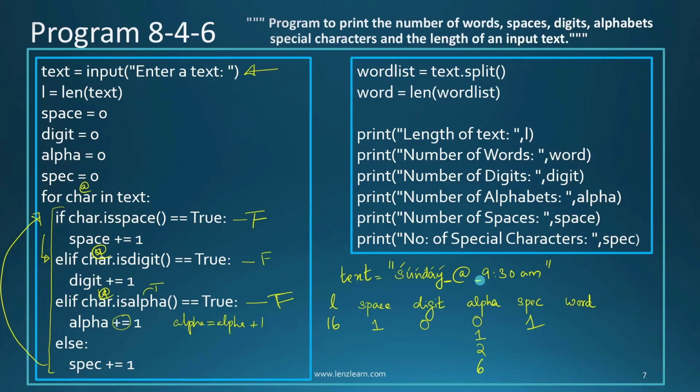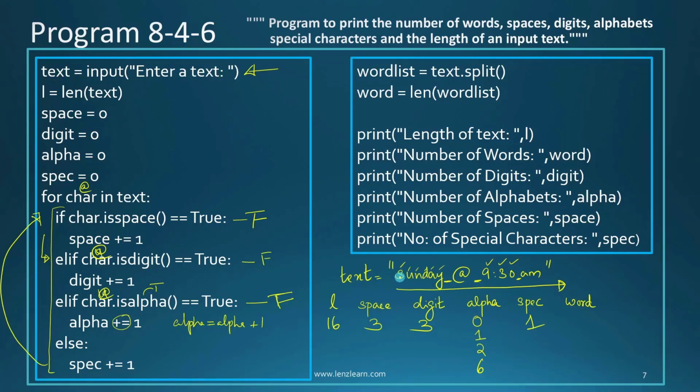After that you have another space, and when you run the for loop, the space will become 2. Now this will keep on executing until you finish your entire string. Okay, so once you finish your entire string, here you can see 1, 2, 3 digits are there. So digit value will be 3. There you can see 1, 2, 3 spaces are there. So space will become 3.